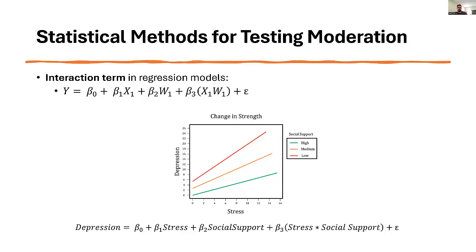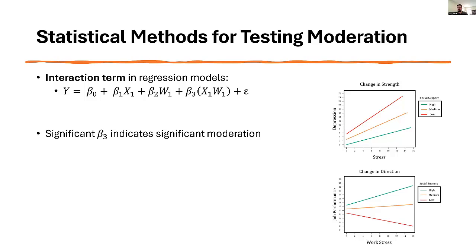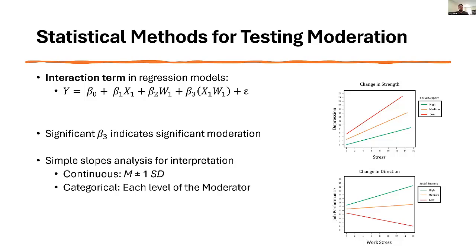As you can see, these are incredibly helpful for visualizing the effect. If you just looked at the equation, it doesn't really make a lot of sense. So as I said, a significant beta 3 is going to indicate significant moderation. We're going to do that simple slopes analysis to help with our interpretation, and always visualize using the interaction plots.